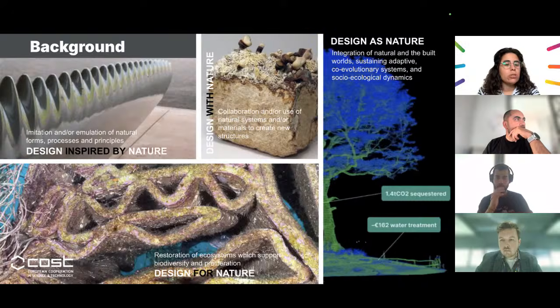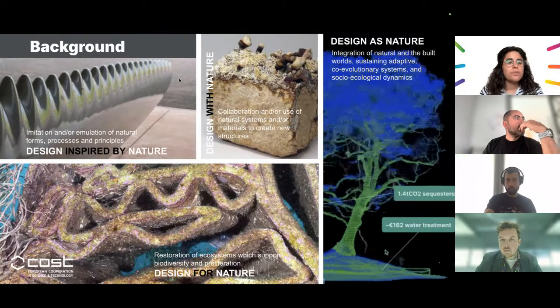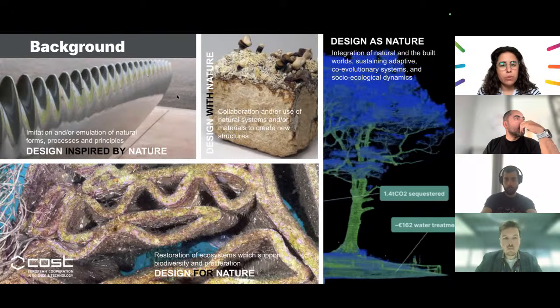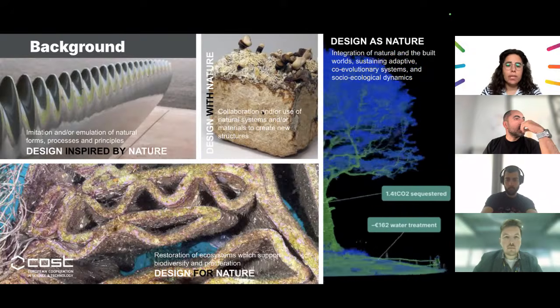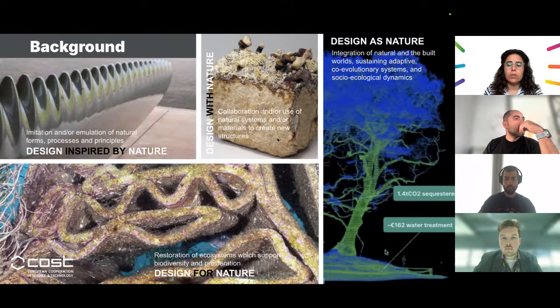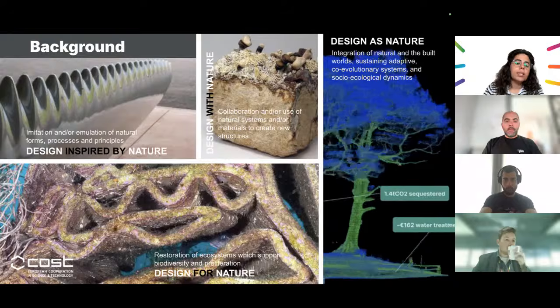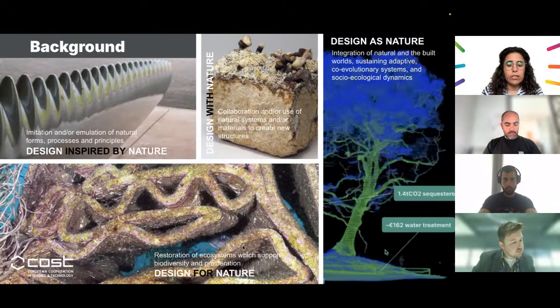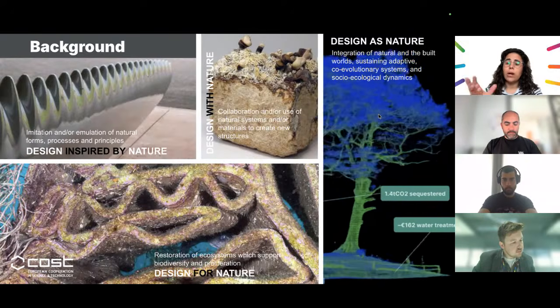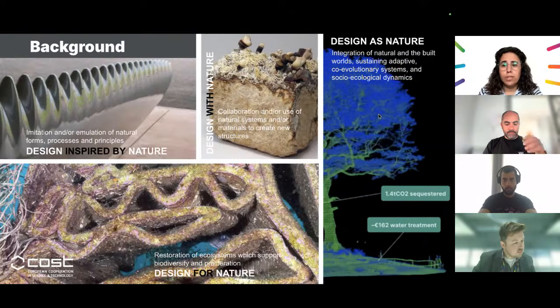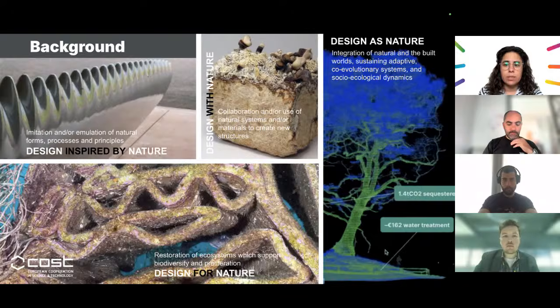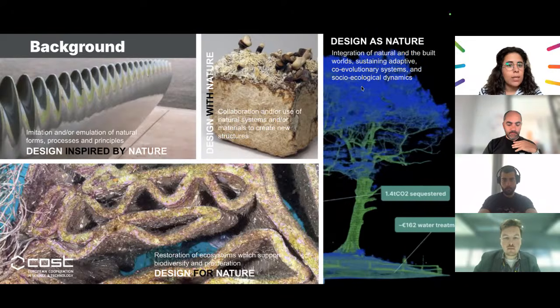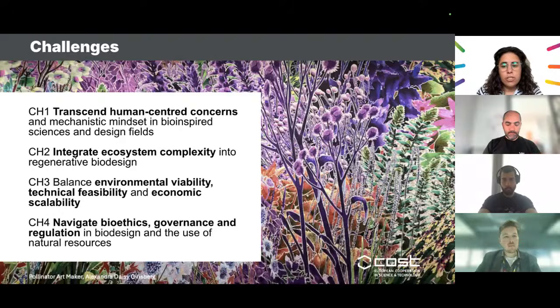We made this initial, very rough scheme of different categories of what can be considered biodesign for regeneration. We can go from design inspired by nature, emulating natural form, processes, and principles, towards designing with nature, collaborating with and using natural systems and materials to create new structures; designing for nature, restoring ecosystems that support biodiversity and proliferation; and finally designing as nature, integrating natural and built worlds to sustain adaptive co-evolutionary systems and socio-ecological dynamics. There are different challenges that we would like to address during the 4-year duration of this COST Action.